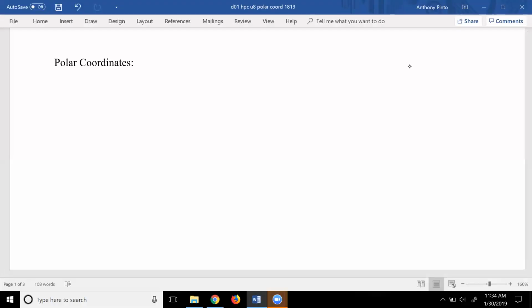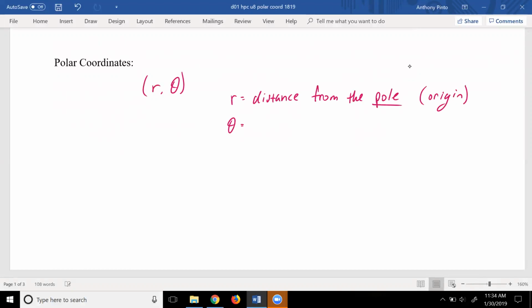So what are polar coordinates? Well, we have r, theta. R is the distance from the pole, and the pole is just another way of saying origin. And theta is the angle between the positive x-axis and the ray on which the point exists.